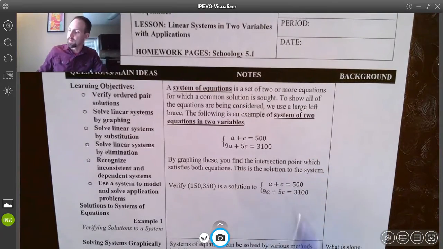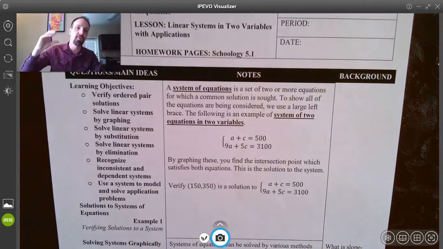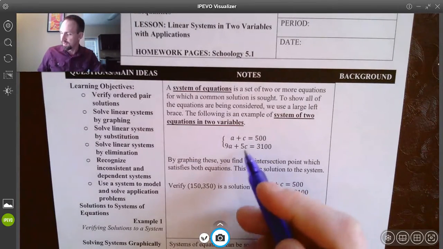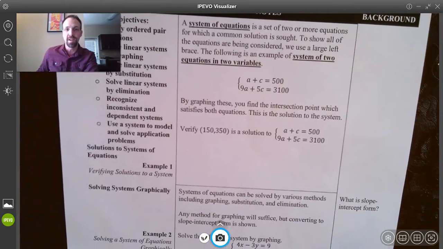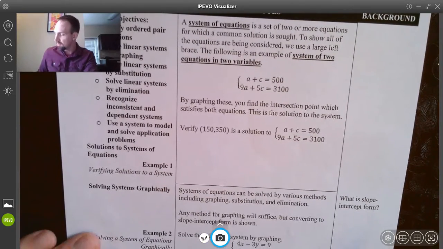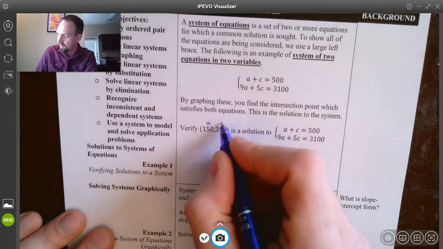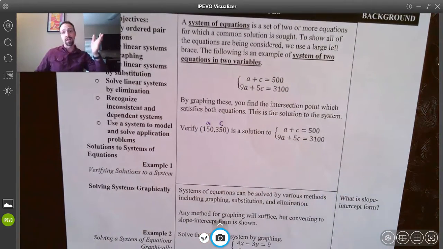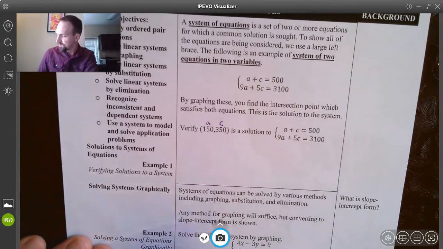So we're going to show you a system of two equations and two variables. Notice that on the left here, we have a left brace. This shows that both of these are part of the same system, so we want to find a common solution between both of these. By graphing, we could find the intersection, and the intersection point is the solution. And then I'm saying, okay, go ahead and verify that this solution, 150, 350, is a solution to this equation. So to do that, you just plug in these values for A and these values for C. Notice it didn't give X and Y, it gave A and C. If it gives you a solution, assume that it's in alphabetical order.